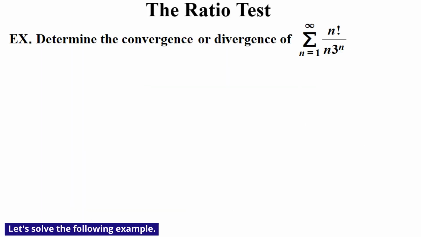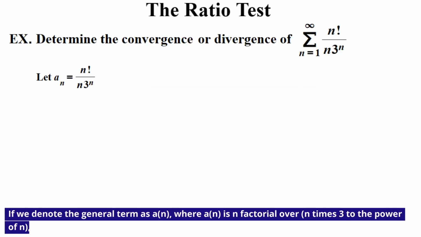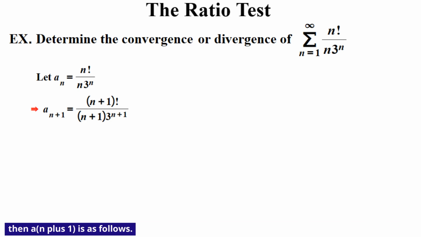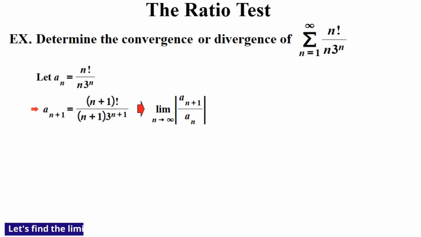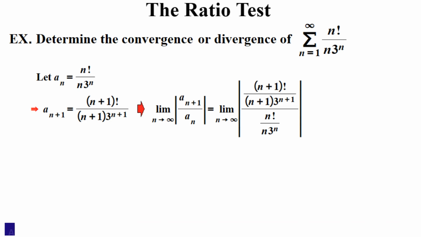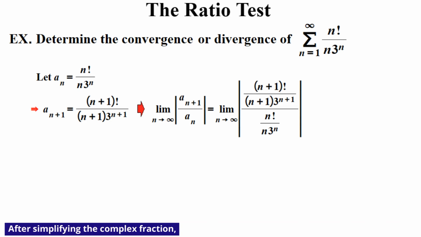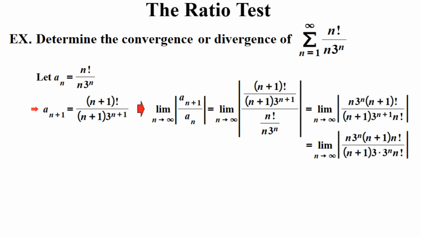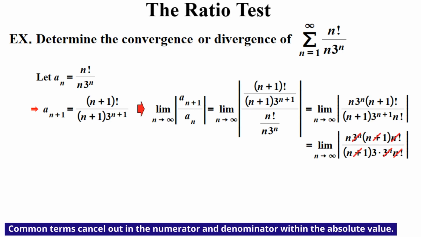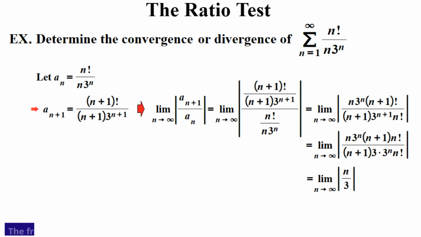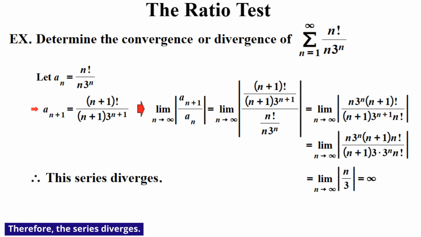Let's solve the following example. If we denote the general term as an, where an is n factorial over n times 3 to the power of n, then an plus 1 is as follows. Let's find the limit. After simplifying the complex fraction, it becomes a bit complicated. Simplify again. Common terms cancel out in the numerator and denominator within the absolute value. The fraction simplifies further. The limit approaches infinity. Therefore, the series diverges.